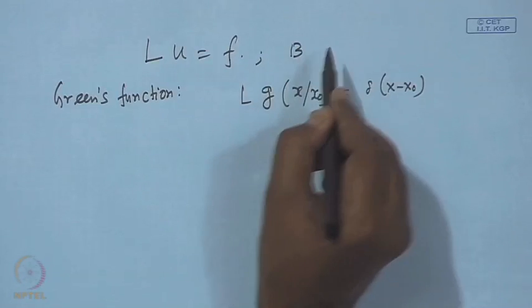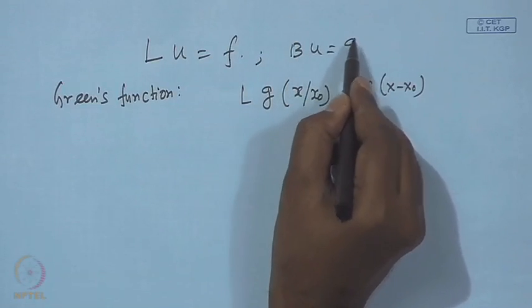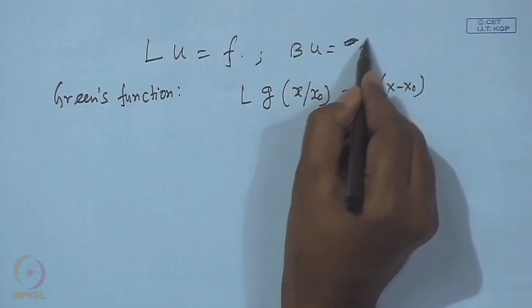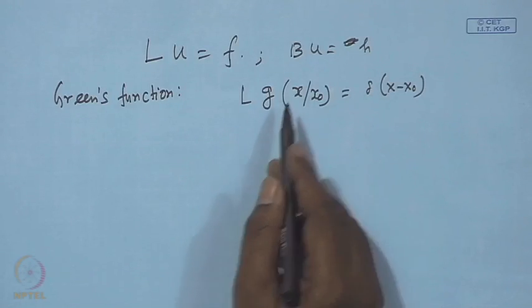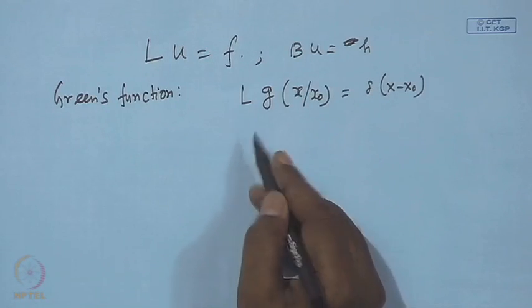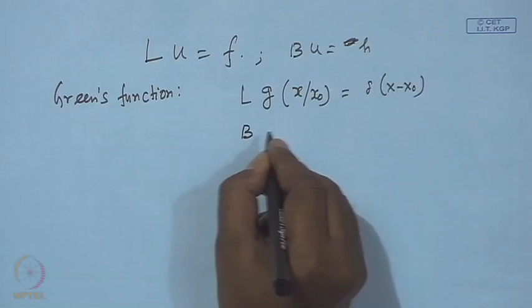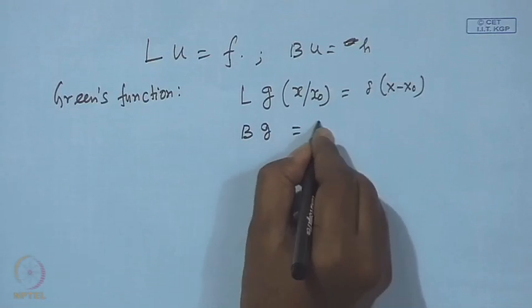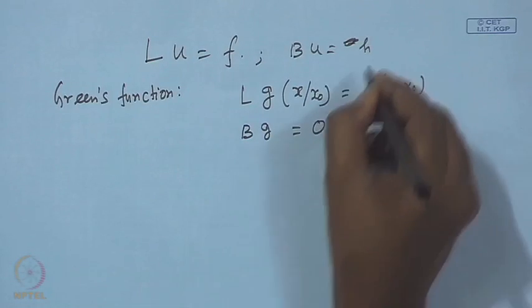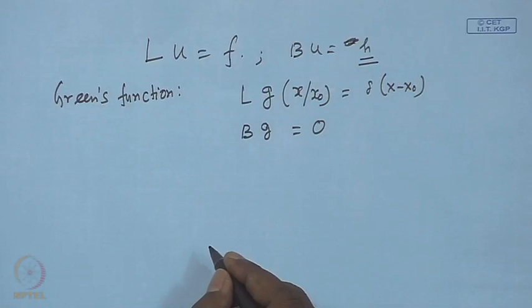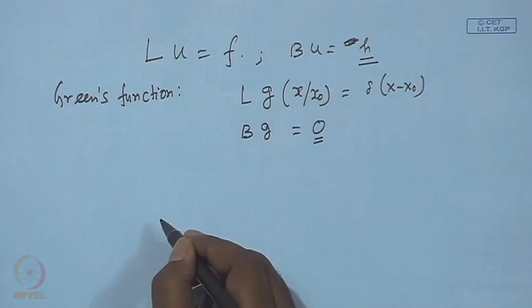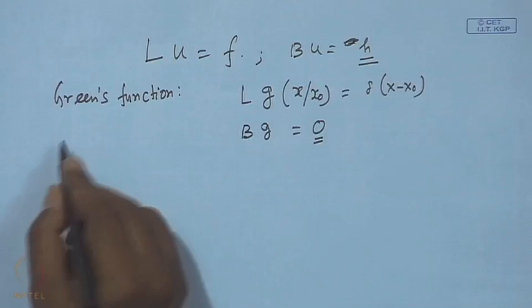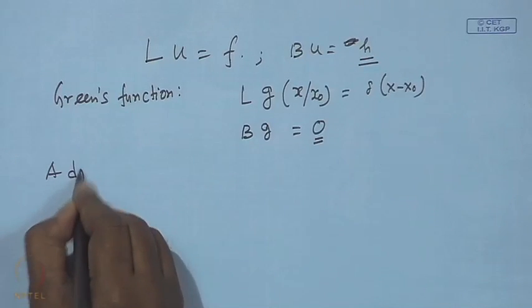The boundary operator was B u is equal to some h, which will be in general a function of x, y, z. It is non-homogeneous, but in this case when you are formulating the Green's function, the boundary conditions on g is equal to 0. We force the non-homogeneities in the boundary condition to be zero to formulate the governing equation of g. Then we formulate the adjoint Green's function.